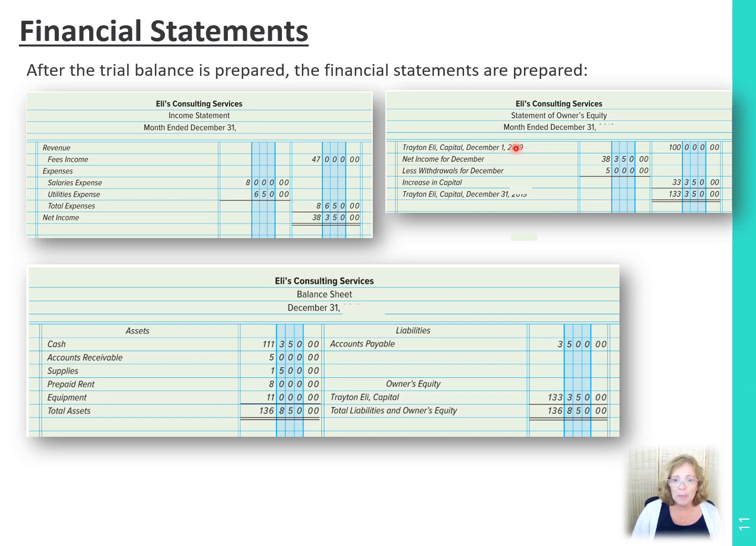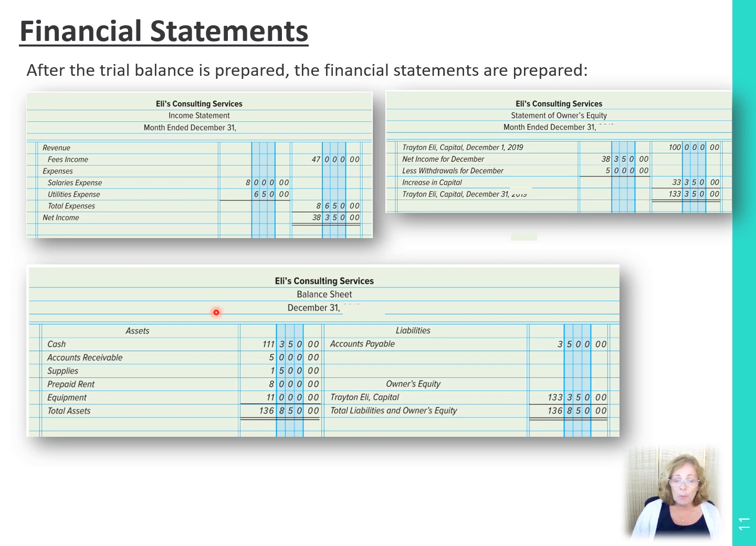Okay, we start with a beginning balance of capital. As of December 1st, we have $100,000. We add that to our net income of $38,350 from the income statement, and we subtract what Trayton Eli already took out as drawings. We then combine the net income less the withdrawals and then add that amount to the beginning balance, coming up with an ending capital balance of $133,350.